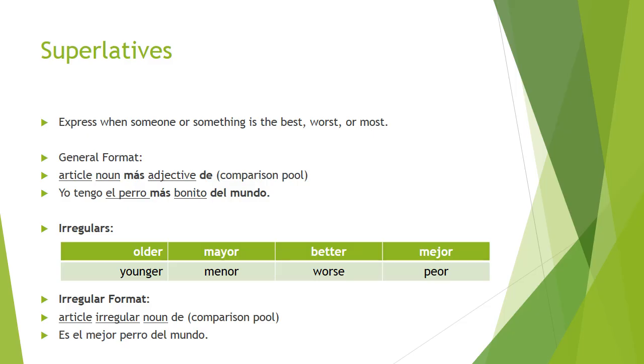Of course, there are some irregular superlatives also. Older is mayor, younger is menor, better is mejor, and worse is peor. And when you have an irregular superlative, you put the article, then the irregular superlative, and then the noun, and then whatever you're comparing it to. So, if I said he's the best dog in the world, es el mejor perro del mundo.